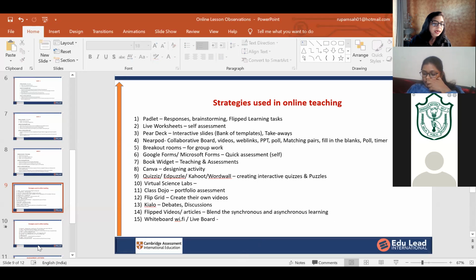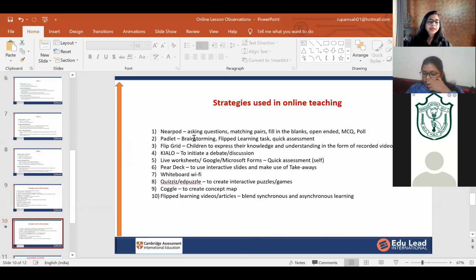So what I have already done earlier was to put in what all things I felt that I can put in that. What I have not put in the earlier slide is Coggle. Coggle is a tool through which you can make the children create concept maps. It's a very nice tool wherein children can just keep on adding to the concept map.